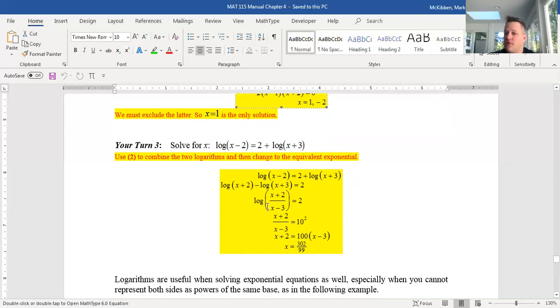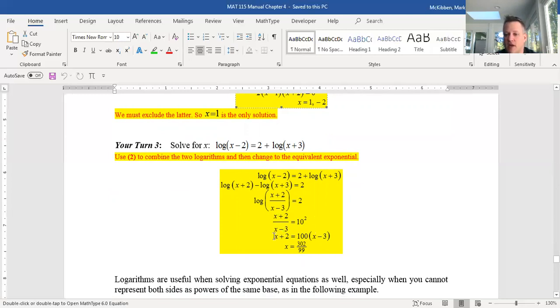But I want to get rid of the log, right? And there's no base, and I'm using log, so the base is 10. So I'm going to apply the 10 to exponential on both sides. That gets rid of that log, and I have 10 squared on the right. That's equal to 100. But now I want to solve that rational equation. So what I'm going to do is multiply both sides by x minus 3 to get that.